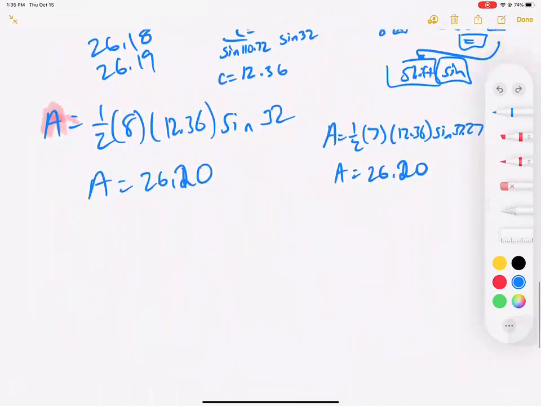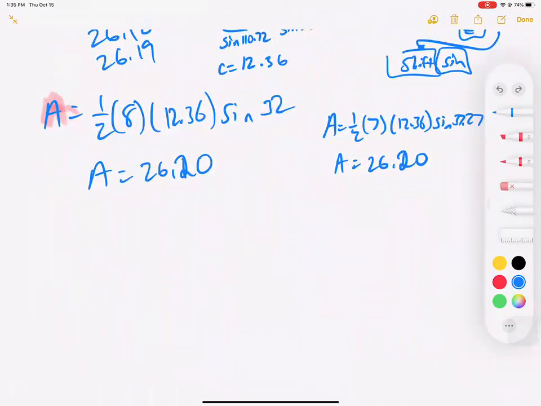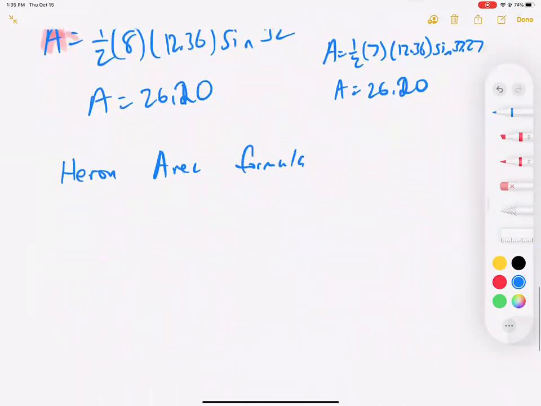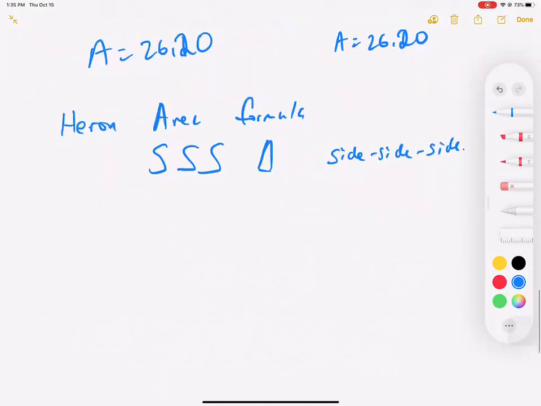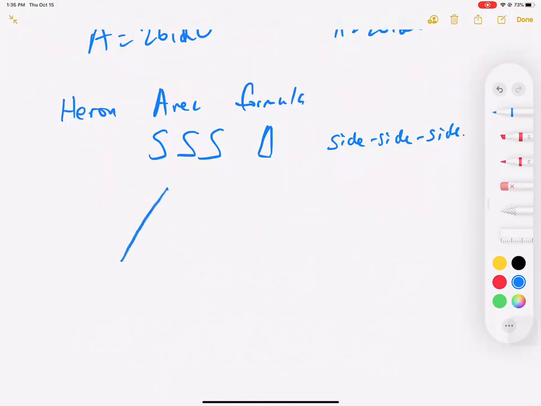Okay, let's go ahead and work on the other rule today. The other one is also helpful, but it takes so much more work. And this is Heron's area formula. I would say this one takes so much more work. And this works if it's an SSS triangle, meaning side, side, side. So which rule you use always depends on what information is given. So if you're given a side, side, side triangle, let's use the letters A, B, and C.